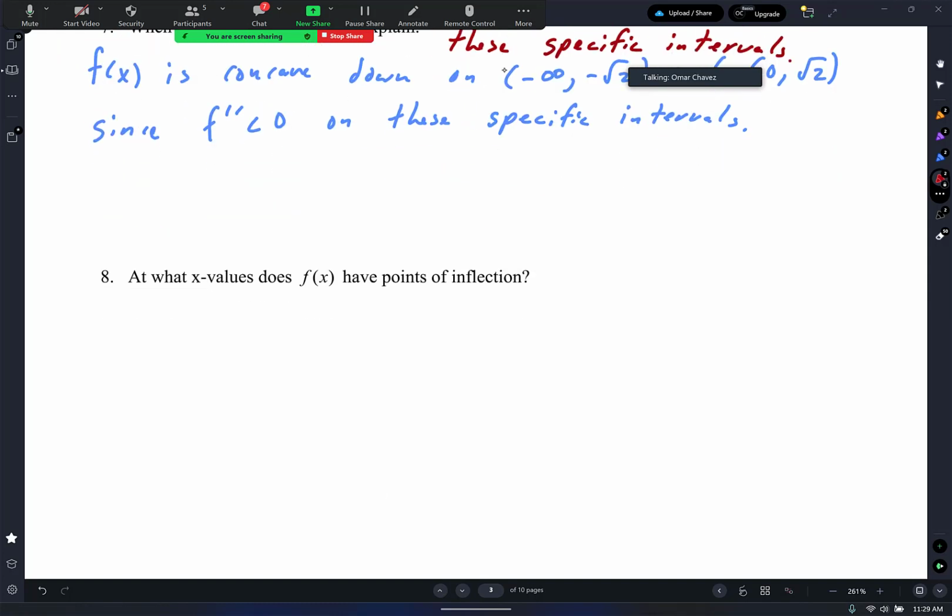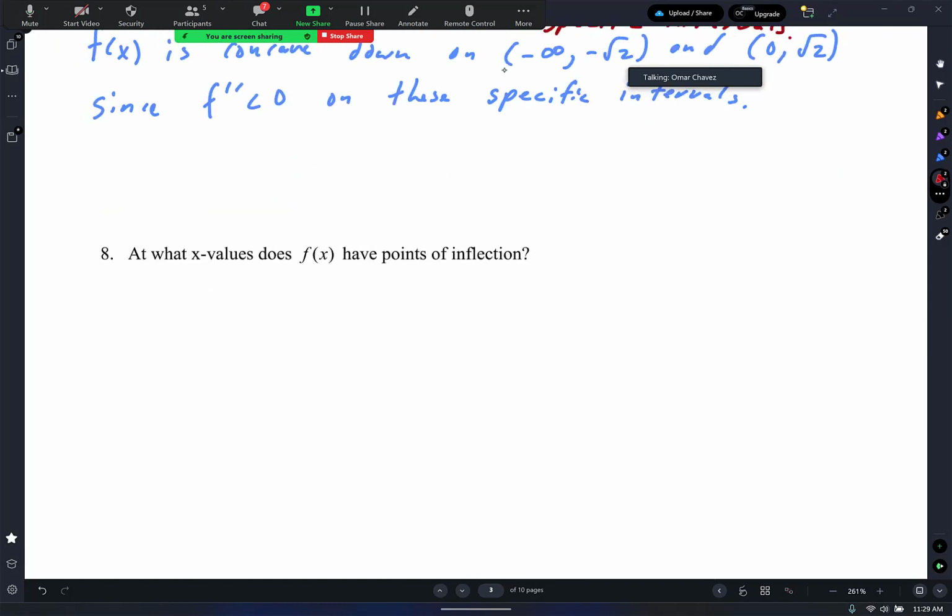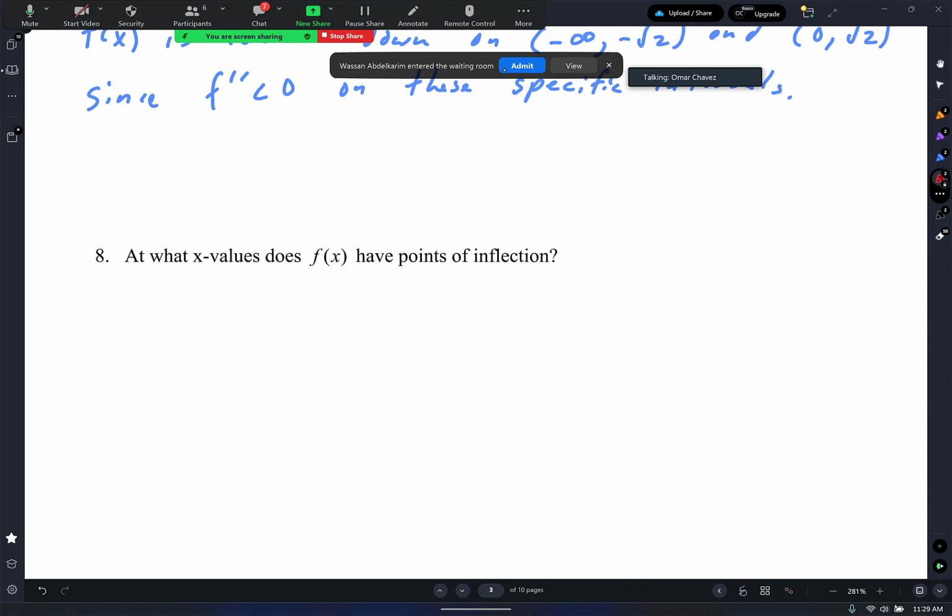And then finally, well, not finally, but here's question number 8. What x values does f of x have point of inflections?